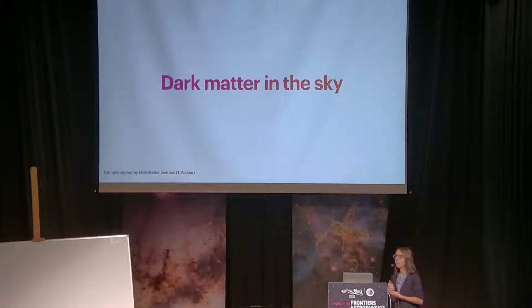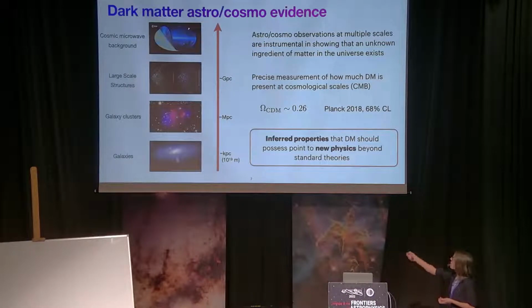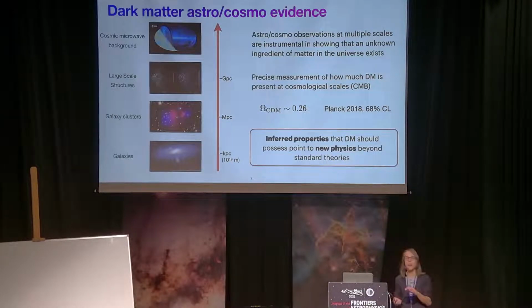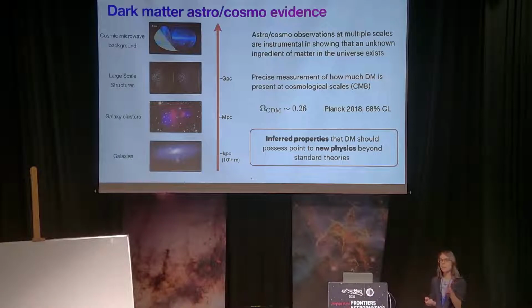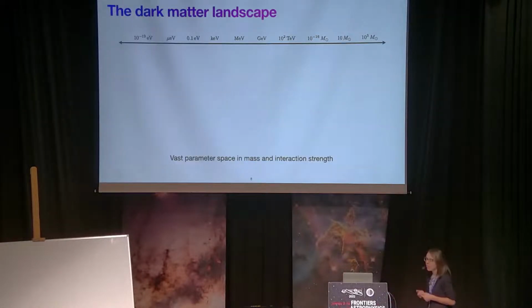So you have seen in Tracy's lectures that we have overwhelming evidence for dark matter at multiple scales, from the scale of galaxies, a few kiloparsecs, up to the cosmic microwave background. And what those astro observations are telling us are some basic properties that dark matter should have in order to be responsible for all of them at once. And we can also measure with quite good precision the average mean density of dark matter on cosmological scales. However, it doesn't tell us much about what dark matter is in terms of more fundamental theories or parameter space.